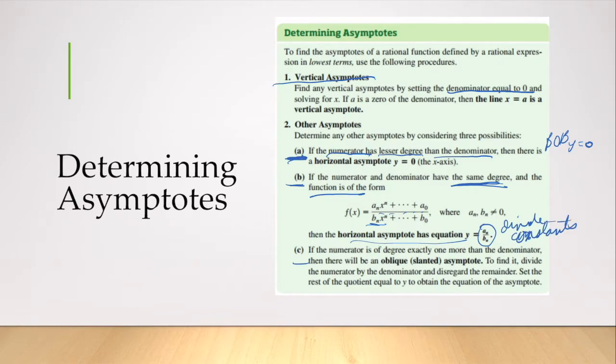If the numerator is of degree exactly 1 more than our denominator, so if I had a numerator of degree 3 and a denominator of degree 2, that's when I would have an oblique or a slanted asymptote, and its equation is going to be a linear equation.